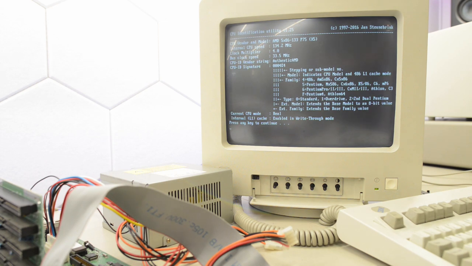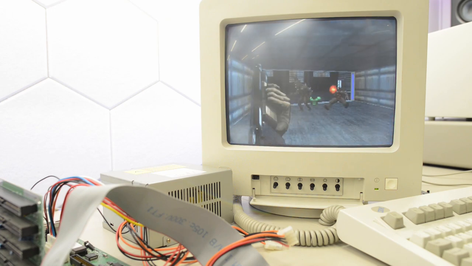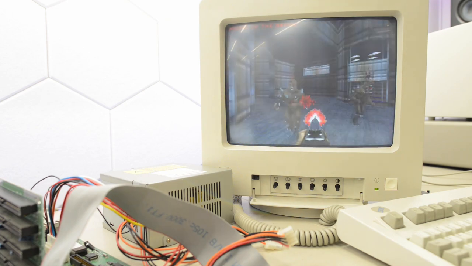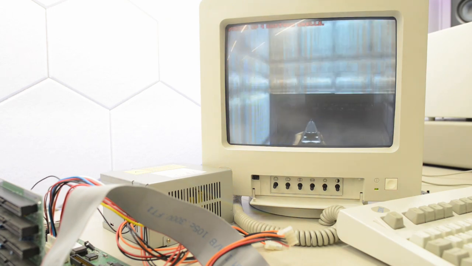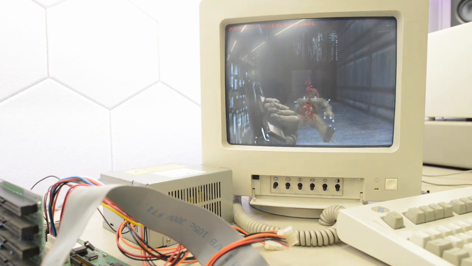So check this out. Now check CPU reports 5x86 running at 134.2 MHz. We've got a clock multiplier of 4. That is awesome. So let's run Doom. Well, it's kind of hard to see the difference. But this is quick and definitely playable, especially for an ISA only machine.